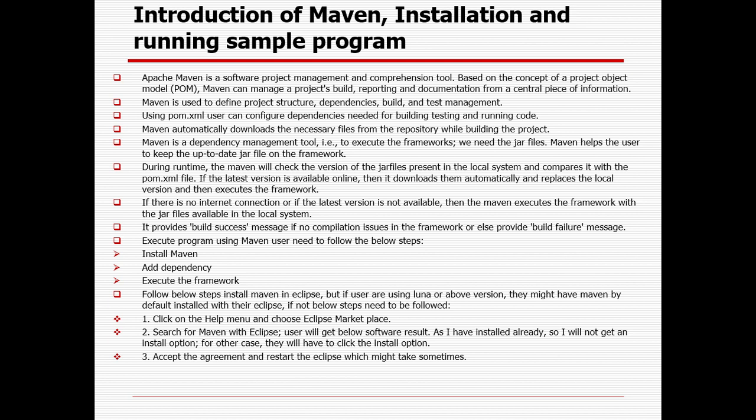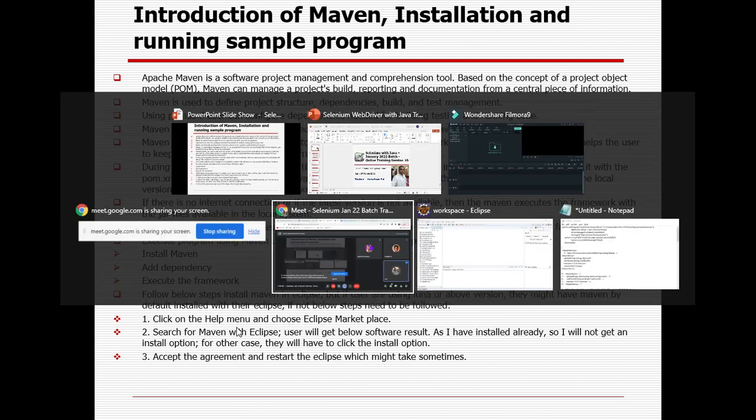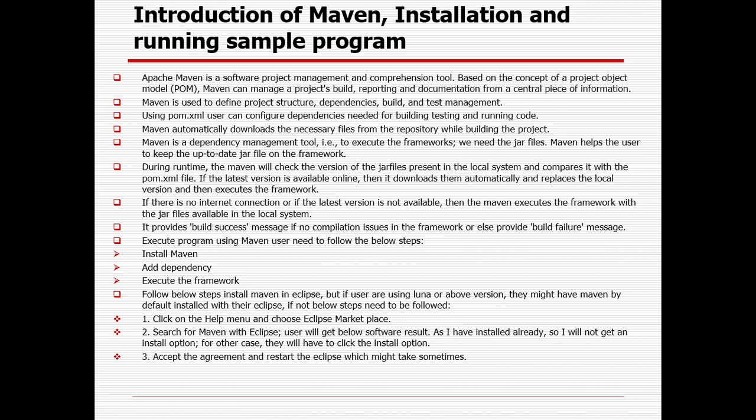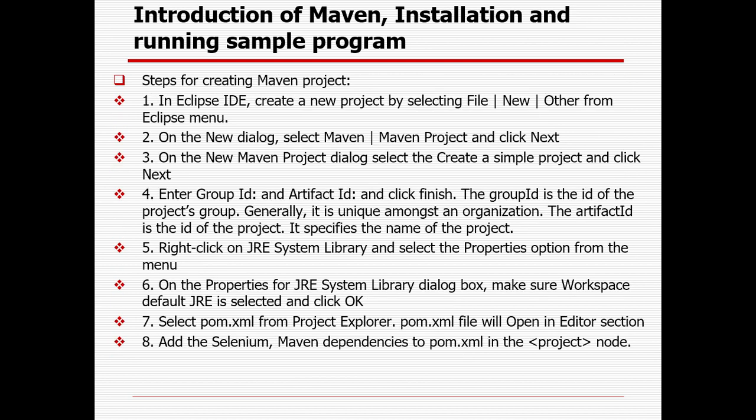If we want to download Maven, these are the steps. You can go to the Help menu in Eclipse, go to the Eclipse Marketplace, search for Maven and add it. You need to accept the agreement, and sometimes restart Eclipse if required. It's already added here, so there is no point in going through it, but this is the step you can follow.